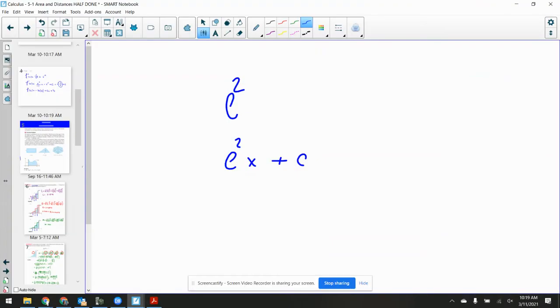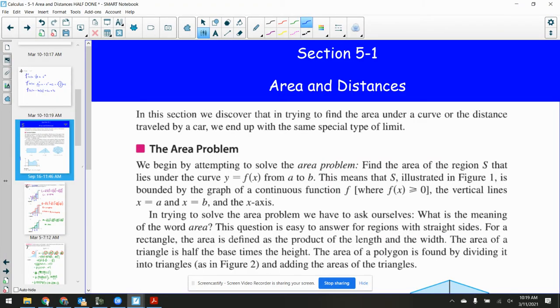Here we go. So this is section 5.1, area and distances. Remember, this is within chapter 5, which is all about integrals. And integrals is basically like finding area underneath a curve. We haven't really learned that yet, but that's really what it is. We get to it in section 5.2.